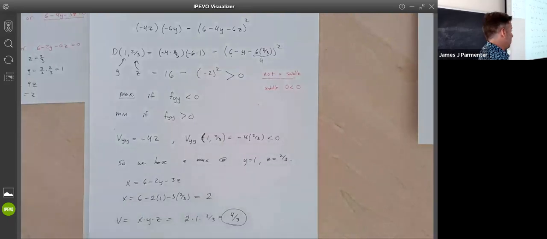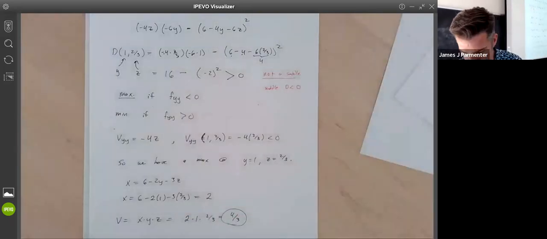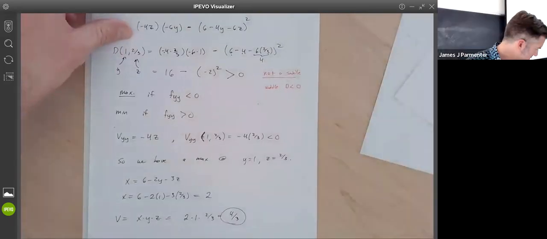So they could ask, what's the volume? Or what is the distance between these 2 points that's the shortest? So just be careful when you read the question, if there is a question. Let's do one more, because there is something that I think is worth seeing.